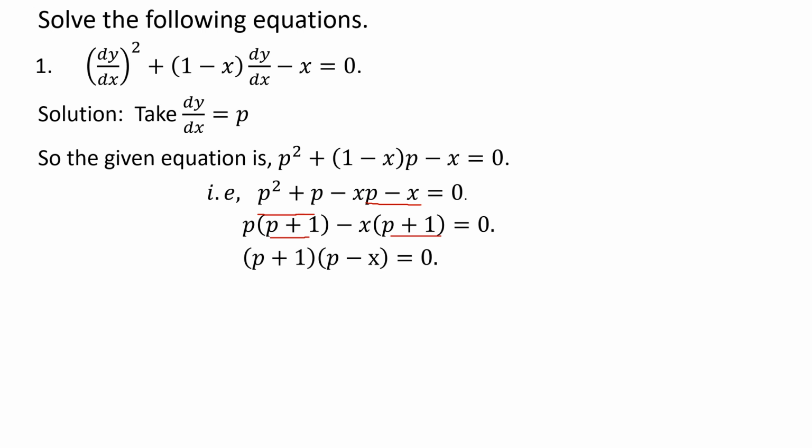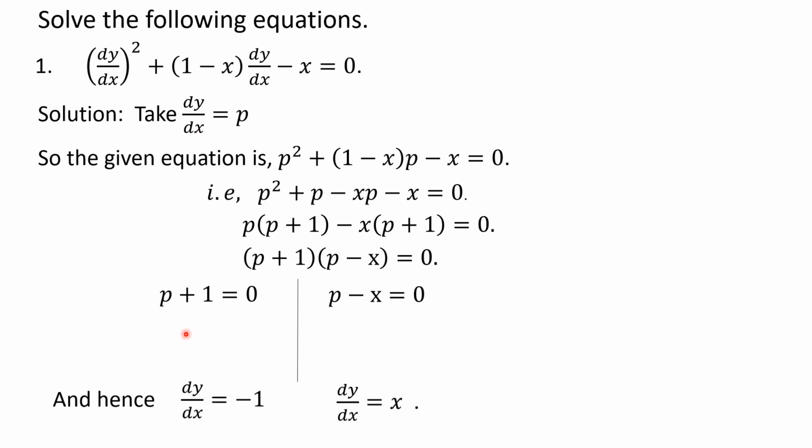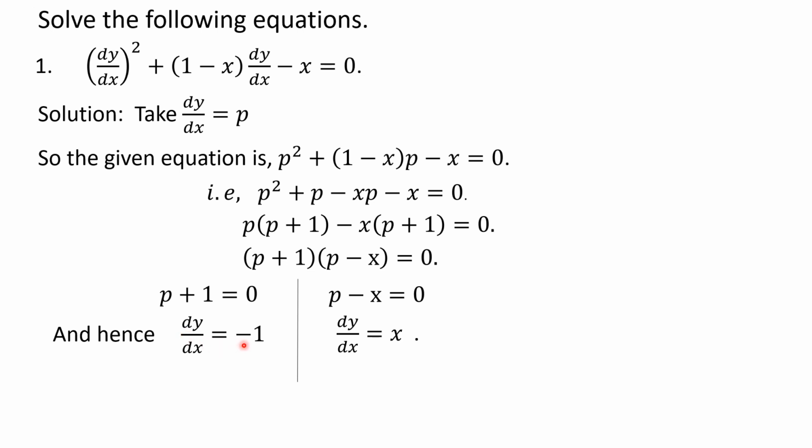Now what is the next step? The next step is to equate each factor to 0. So we have p + 1 = 0 as well as p - x = 0. You can solve these two equations simultaneously. Now rewrite p, which is dy/dx. So I have the equations dy/dx = -1 and dy/dx = x. So it is a first order, first degree differential equation, an ordinary differential equation.